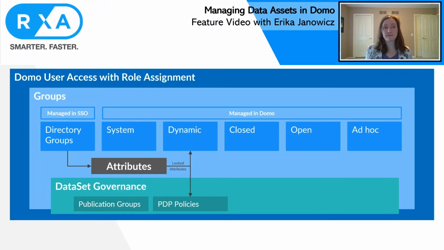I created this map to help answer some of my questions. I know about Domo roles, groups, attributes, and dataset governance with pub groups and PDPs, but individually, not how they actually work together. So I broke it down to see these 4 security features.